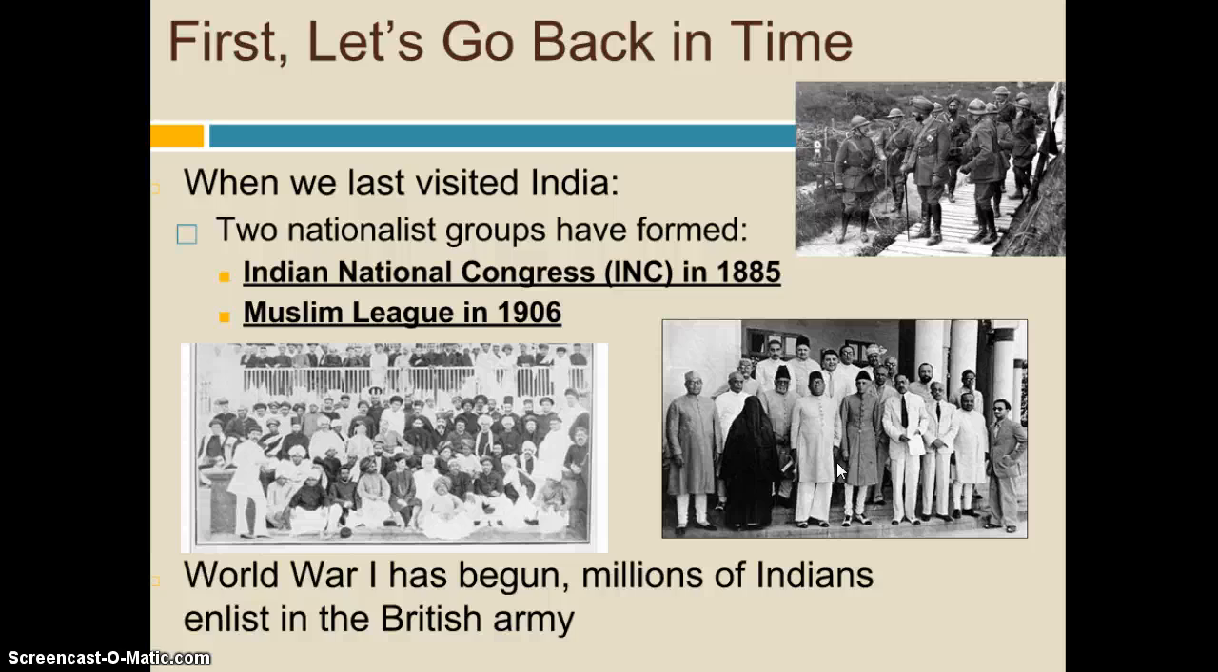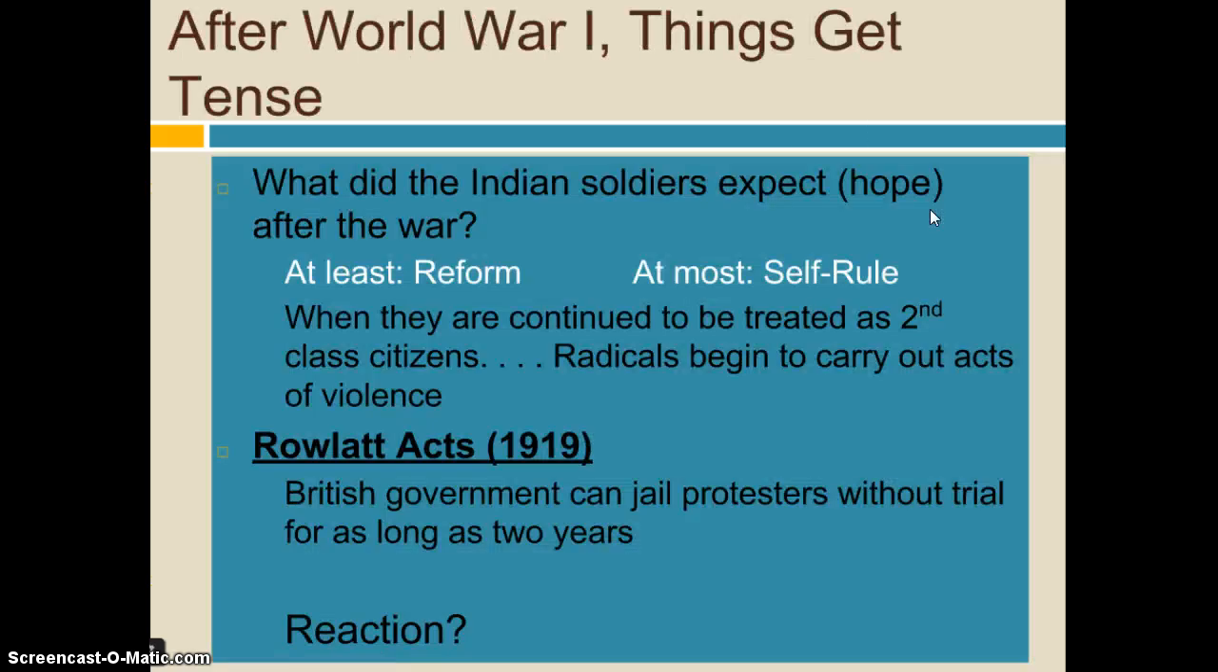And then remember, millions of Indians fight in World War I. And after World War I, that's when things get tense, right? Because Indian soldiers have put their lives on the line, and they expect at least some reform, or at most self-rule. But when they come back from the war and are treated as second-class citizens, they start to get pretty feisty and a little angry, especially after sacrificing their lives. So radicals in these nationalist movements begin to carry out acts of violence.